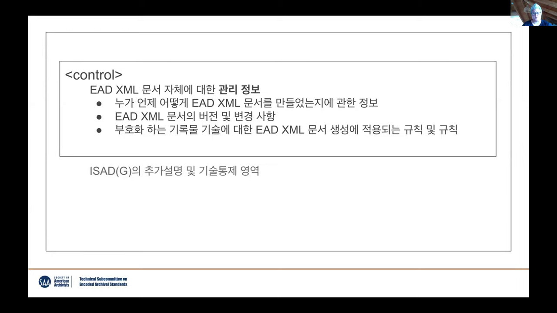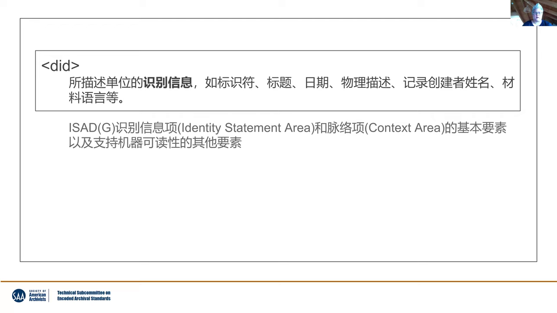The first one of these is the descriptive identification area. And that is essentially the identity statement of ISAD(G). So that's why the name is relatively similar, even though we are using one of these much loved abbreviations. If you're talking about EAD, you often will hear the DID element rather than the descriptive identification element. And it also includes a few pieces of information from the context area of ISAD(G). So that includes the unit of description's identifier, the title, the dates, a physical description, but it also includes things like the language of material, for example, or the name of the records creator and the holding institution.